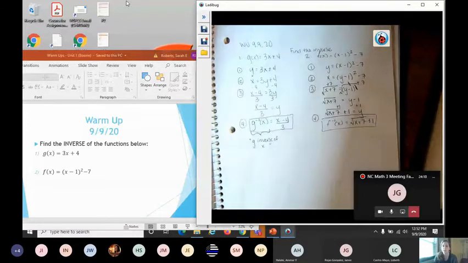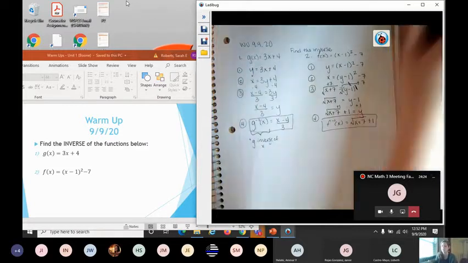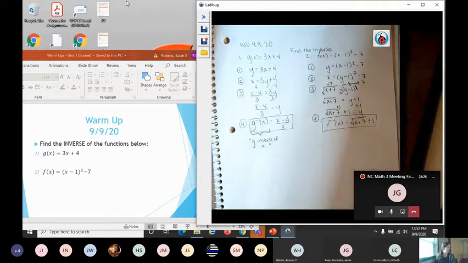All right. What questions do you guys have about inverse functions? Okay. So that is it for inverse functions. Hopefully that made sense to you guys. Hopefully you guys can repeat those processes again. We are moving on to domain and range today.